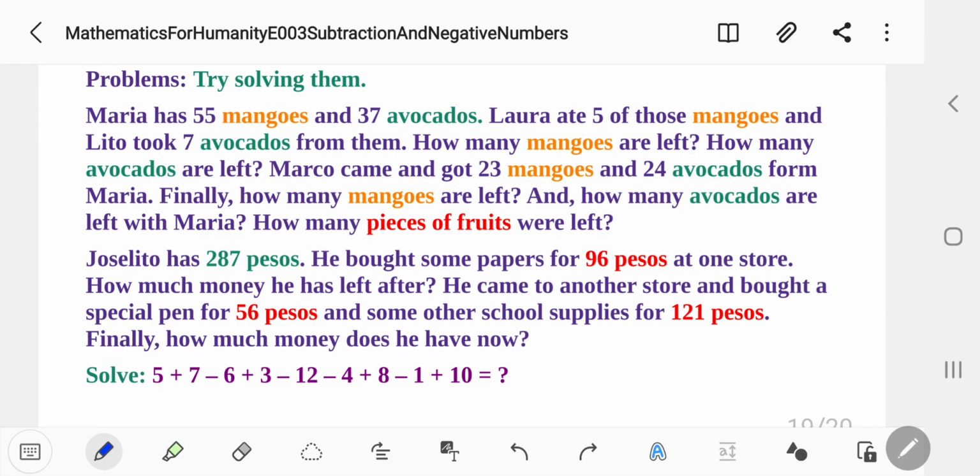So let's try solving this problem. I will not solve this, but I'll just give you hints on how to solve it. For number 1, Maria has 55 mangoes and 37 avocados. Laura ate 5 of those mangoes, and Lito took 7 avocados from them. How many mangoes are left? So, what will you do? And then the next question is, how many avocados are left? You do subtraction. And then after Laura ate 5 mangoes and Lito took the 7 avocados from Maria, Marco came and got 23 mangoes and 24 avocados from Maria.